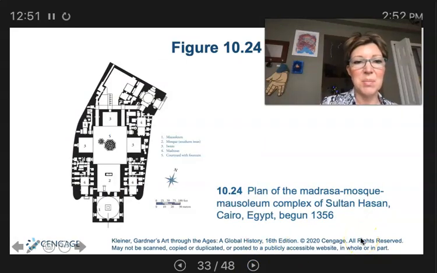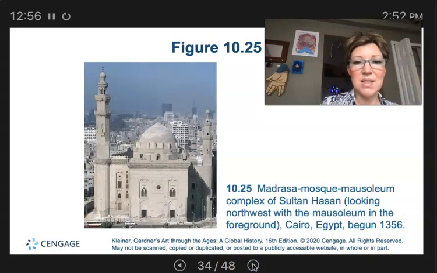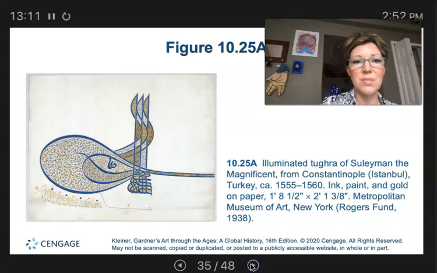Okay, this is the Madrasa Mosque. It's a plan. And the madrasa is a large complex built in Cairo by Sultan Hassan. So here he is. It functioned as a theological college. How about that? So a college about religion. And here we've got our first illuminated script. It's interesting that this is on paper, but this is by Suleiman the Magnificent, now he is, from Constantinople.